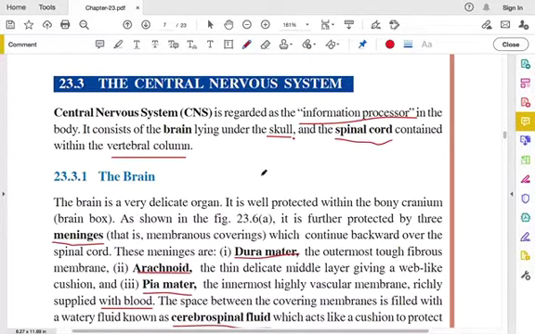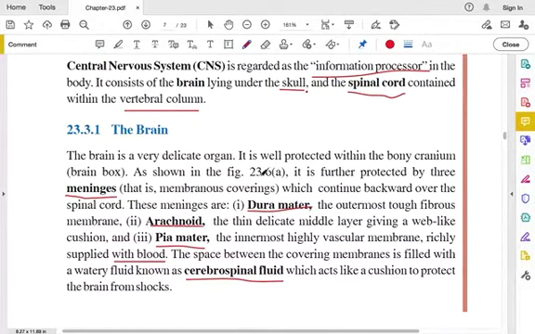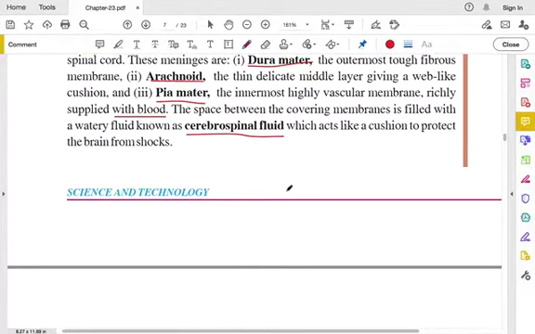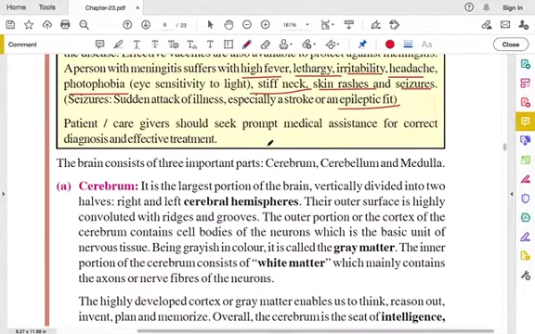And last class we stopped till here in the central nervous system. We saw the brain. We started with the brain, and in the brain we saw the meninges, which contains three main parts, that is dura mater, arachnoid, and pia mater. Then we saw about cerebrospinal fluid. Finally we stopped till here. So in this class we will resume from here, inshallah.